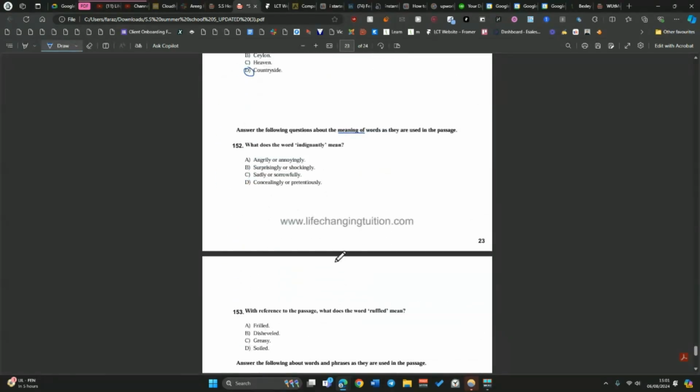Okay, question 152. What does the word indignantly mean? You can have a look at this in the passage, and that's the best way you can actually decipher it if you don't know what it means.